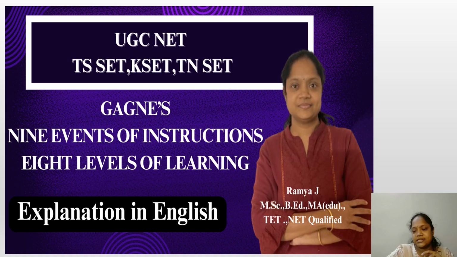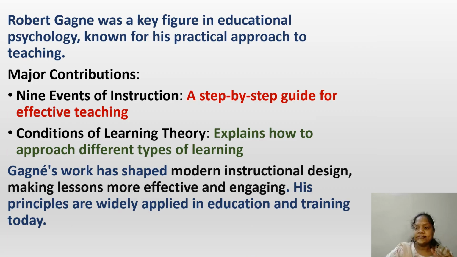Welcome to Education Mastery. In this video, we are going to learn about a most important topic, Gagne's 9 events of instruction and 8 levels of learning. Both are very important. Robert Gagne was an educational psychologist, and his major contributions are the 9 events of instruction and the conditions of learning theory. These two explain how to approach different types of learning.